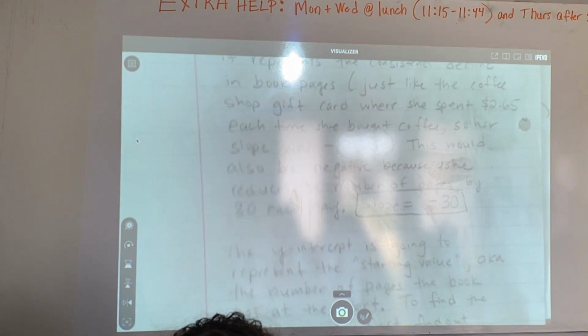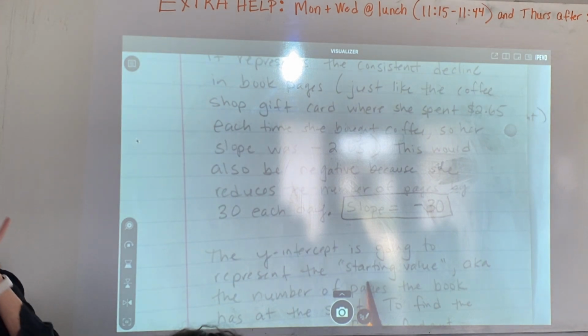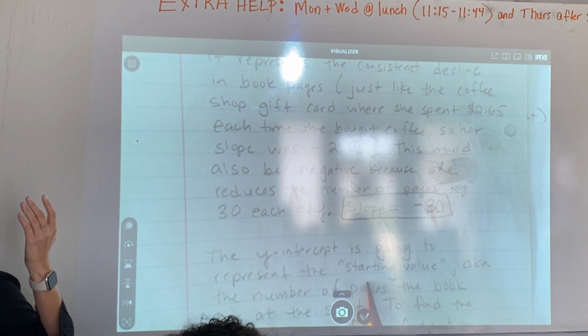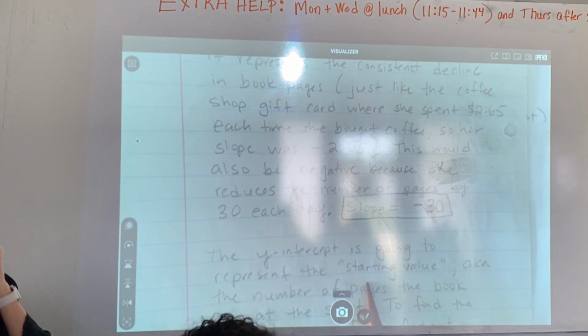The y-intercept has to represent the starting value, right? Remember the coffee gift card? And we actually had to find the starting value, right? I think it ended up being $25, the coffee gift card, and that was our y-intercept, what we started with before she spent any of it. So the starting value of this book is going to be what?